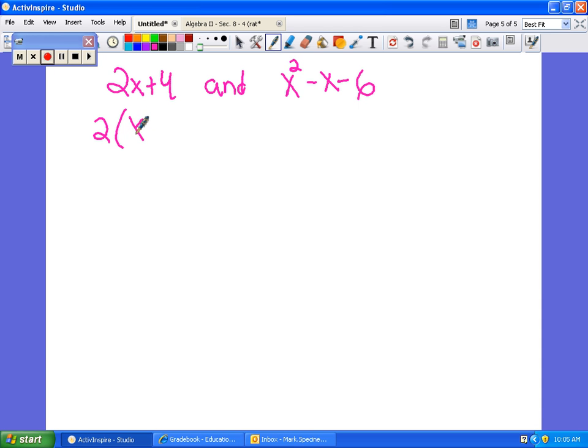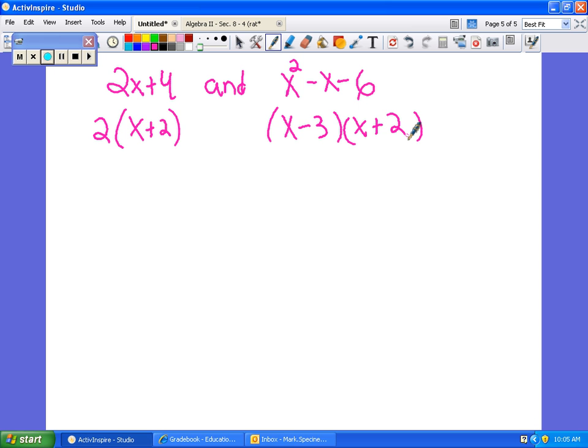x plus 2. Okay, this one over here, I'm going to get 2 pairs of parentheses, because it's a trinomial. So I need the factors of -6 that add up to -1. x minus 3, x plus 2.